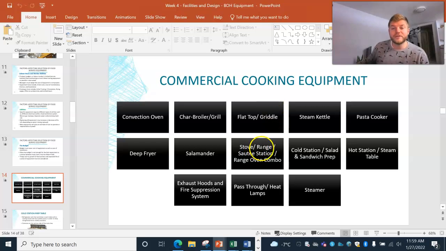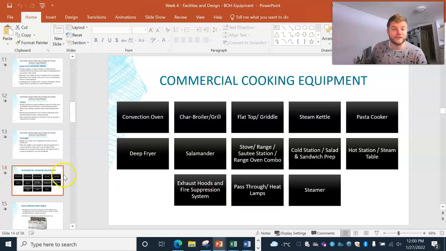There's stovetops and ranges and saute stations, a cold station where you usually do all your desserts, salads, and sandwich prep, hot station and steam tables. And then we have some more of the equipment. So steamer as well as a steam kettle. They're both a little different, but one's for using steam to boil items, and it's a very clean boil, so the heat's not necessarily just on the very bottom like a pot would be on a stovetop. And a steamer, and that's for your vegetables and your seafood and your lobster and things like that. Exhaust hoods and pass-through heat lamps.